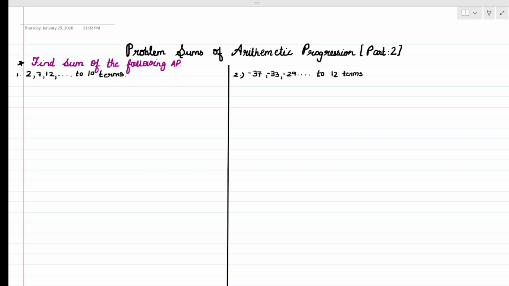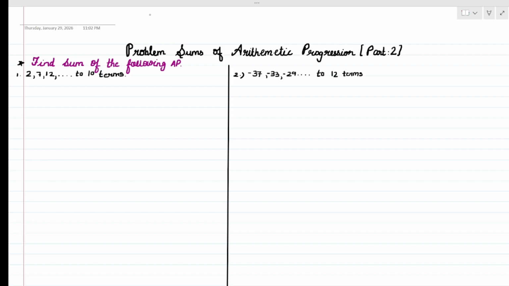Today we are going to learn about problem sums of arithmetic progression, but for part 2. In the earlier video we learned two formulas. First one was for an and the second one was for Sn. The formula for an was an is equal to a plus (n minus 1)d.